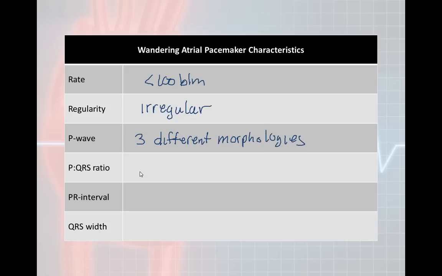The P to QRS ratio is still going to be 1 to 1, which means they are still married. The PR interval will be normal, usually, but it could also be varied. But it is still going to be a normal PR interval. The QRS width, it could be anything because this is not a ventricular problem.